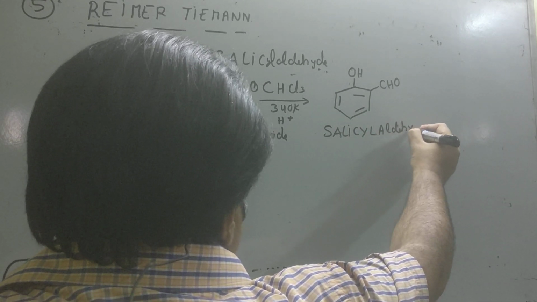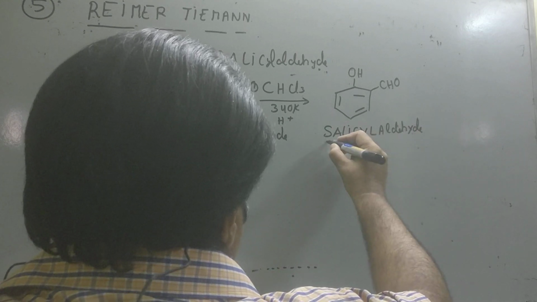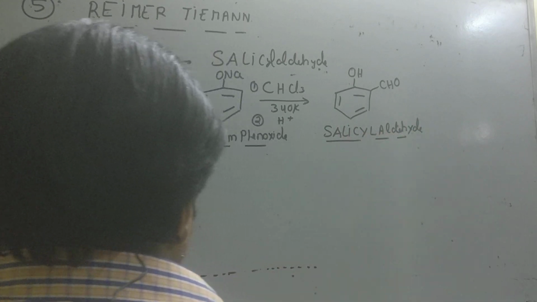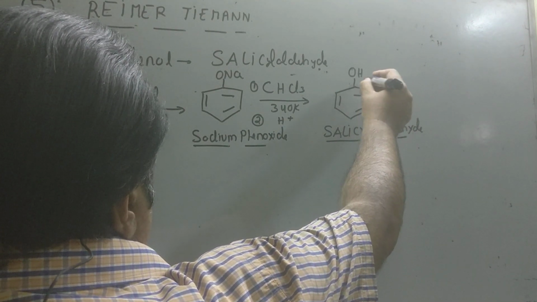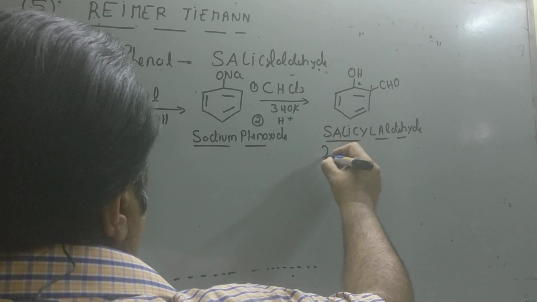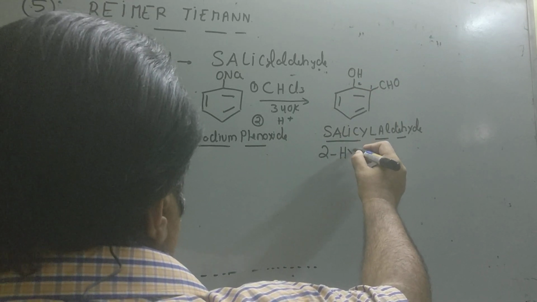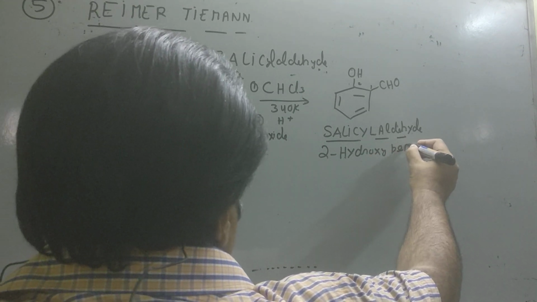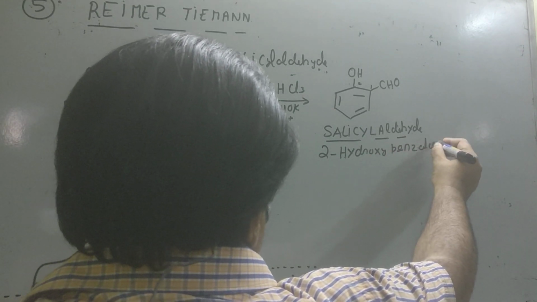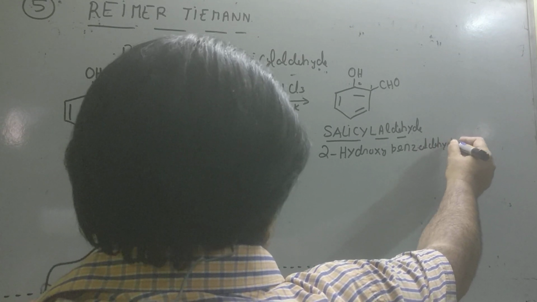Now would you mind giving its IUPAC name? Can you try its IUPAC name? There are 2 functional groups, one is OH and the other is CHO. Which one will be given preference? CHO. So we number it from here 1, 2. So its IUPAC name will be nothing but 2-hydroxy benzaldehyde. So the IUPAC name of salicylaldehyde is 2-hydroxy benzaldehyde.